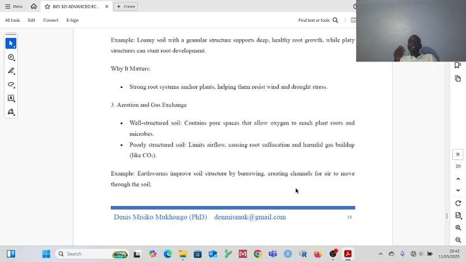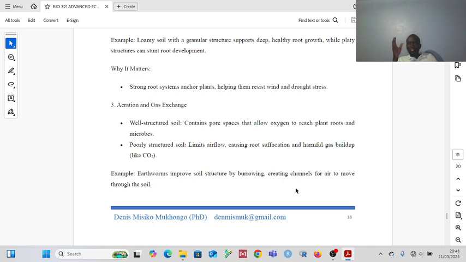The microbes and other organisms like earthworms and other bacteria within the soil will also get enough access to oxygen. So which means the roots of the plants will be healthy, and even the soil microorganisms and other organisms like earthworms will also be able to survive. And as they survive, they now help to break down any other organic matter that is present in that particular soil. But if the soil is poorly structured, it will limit airflow.